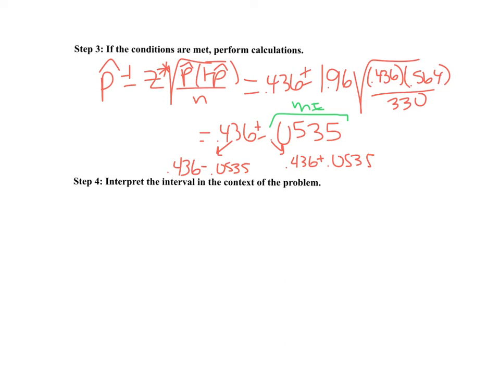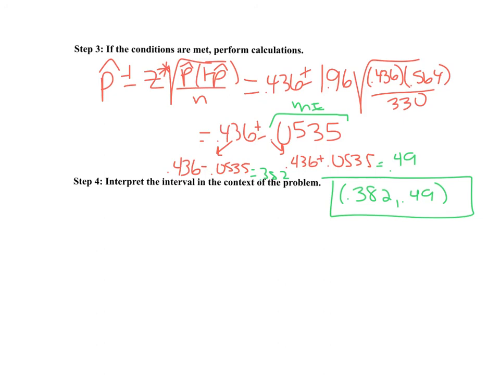And that's going to give us, our lower value is about 0.382. Our higher value is about 0.49. So it's going to be about 0.382 and 0.49. What this is telling us is that there's a strong likelihood that the actual percent of voters in this county is between about 38% and 49%. So that's what this is telling us.